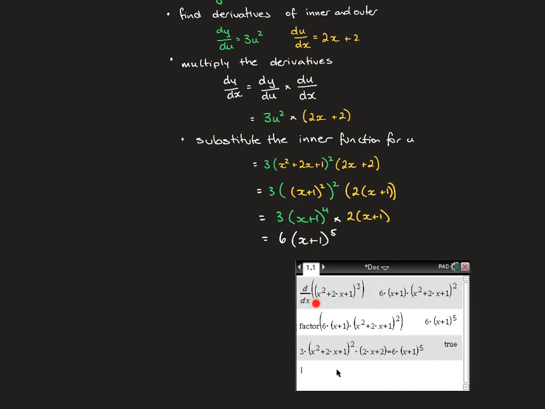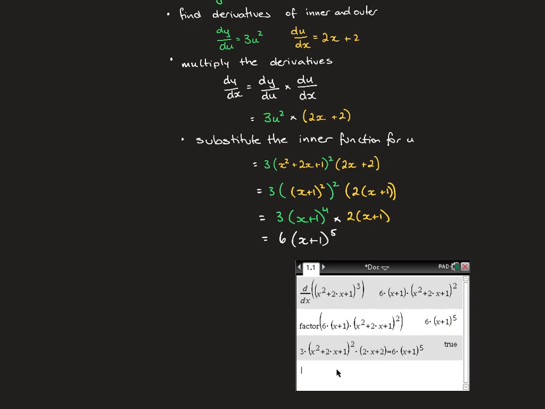Now, if you differentiated our original composite function with your CAS calculator, and I've done it here on the TI-Nspire, this is the answer that you get. And you can see that this answer is different to this answer. And so what I did here, I used the factor command to just factor my answer. And now I've got the same answer as what I had here when I did it manually.